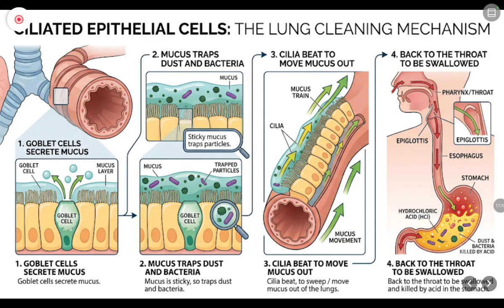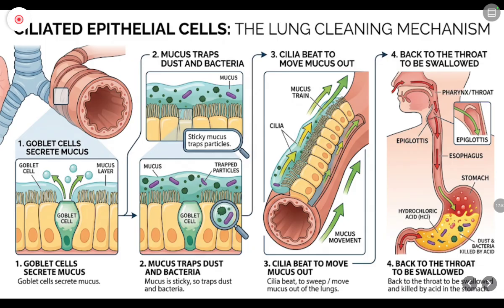First of all, we have goblet cells, and as you can see here, these goblet cells produce mucus, and that mucus spreads to each and every part of our lungs and our throat. The purpose of this mucus is to trap the bacteria. So mucus, as you can see, this jelly-like blue liquid, traps dust and bacteria. Mucus is sticky, so it traps dust and bacteria.